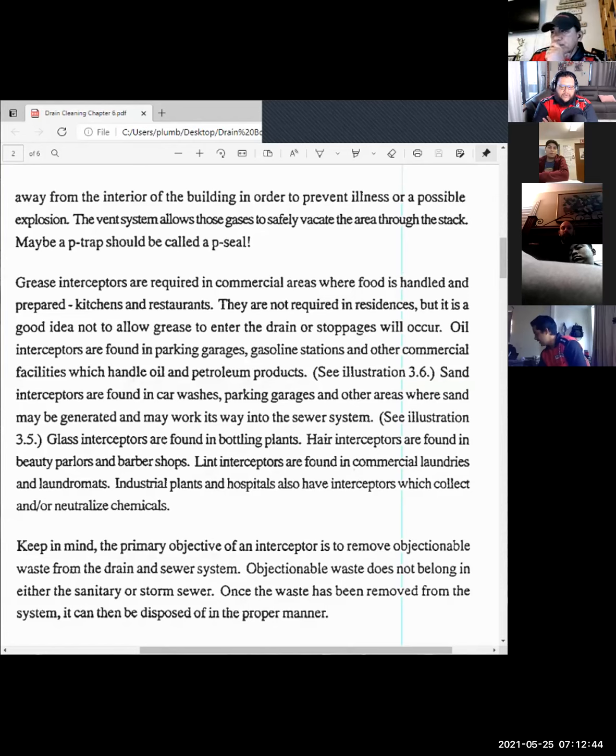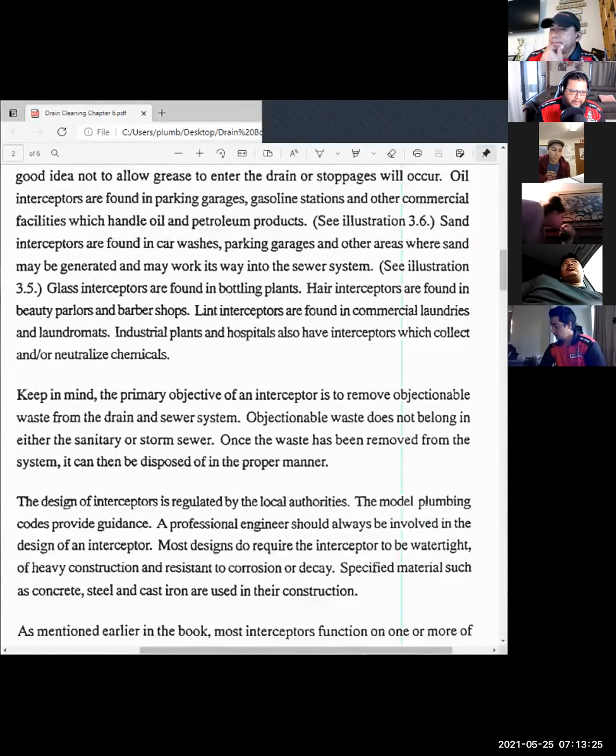We mostly deal with the grease interceptor, but we have run into oil interceptors here. I haven't run into a sand interceptor or a glass or hair interceptor here yet, but we do deal with a lot of grease traps and oil traps here. When we do work at any kind of auto shop, there is an oil trap. We also deal with a lot of car washes. I haven't dealt with a sand trap there yet, but I'm sure they're all required to have them here.